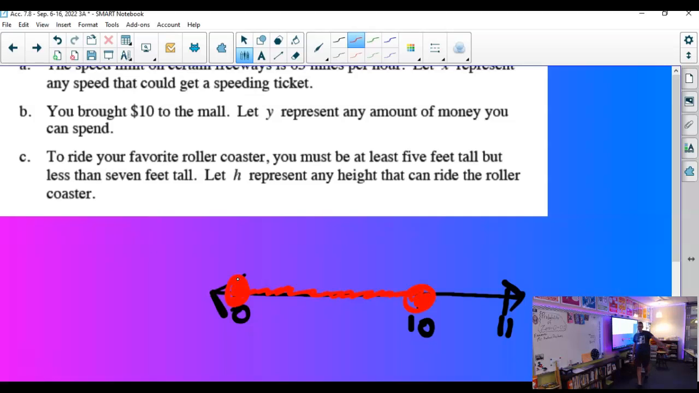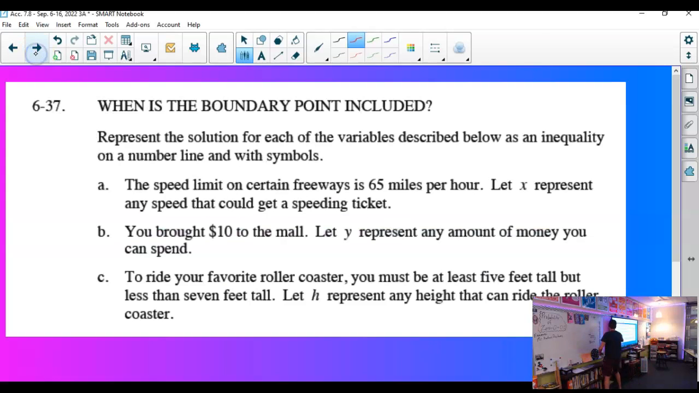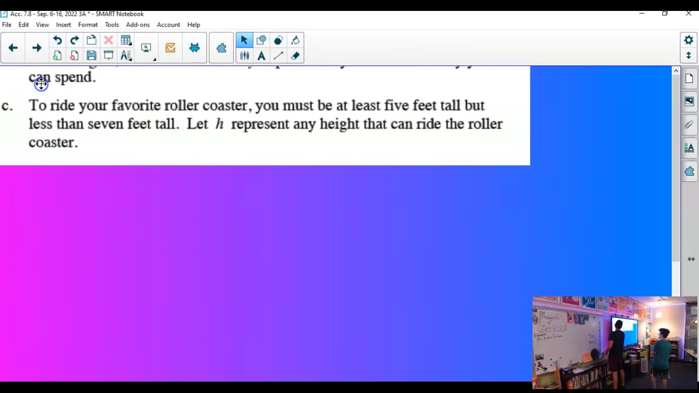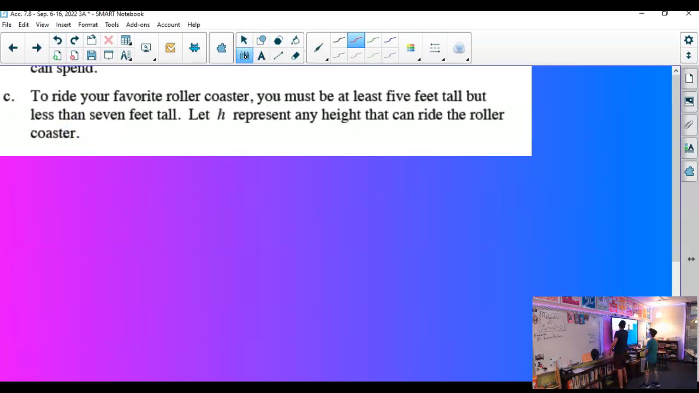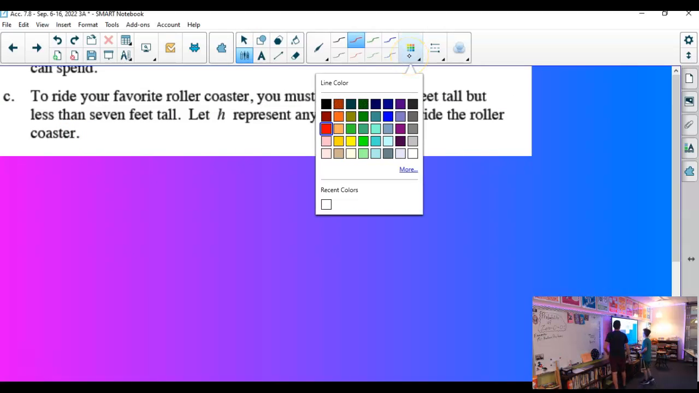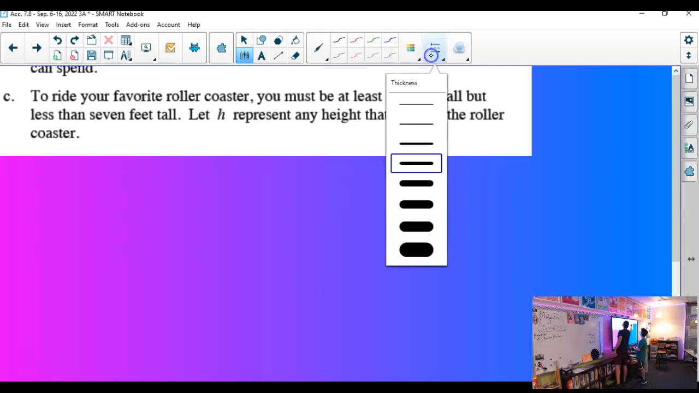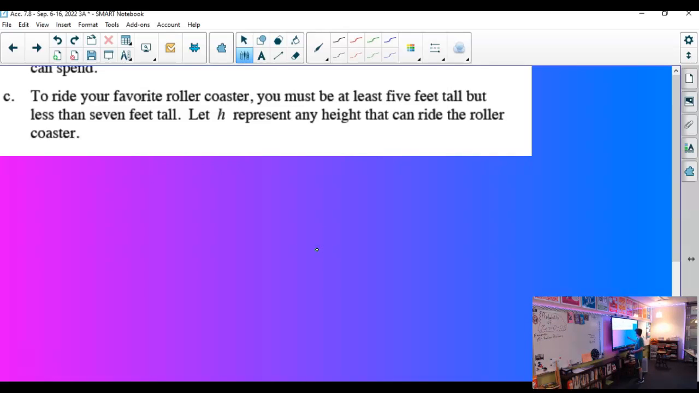And then C, Kate, you want to come do it? Oh, that's not it. Color and then size. Color and size. So just yep. He probably does that. I mean, you can also just use your finger.